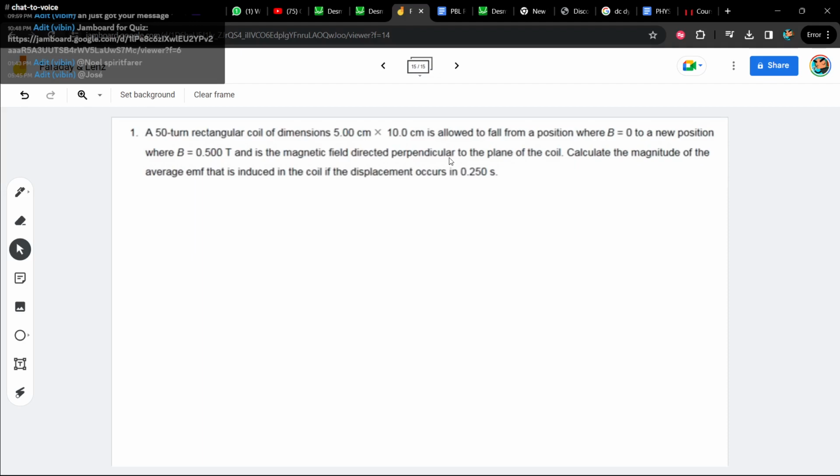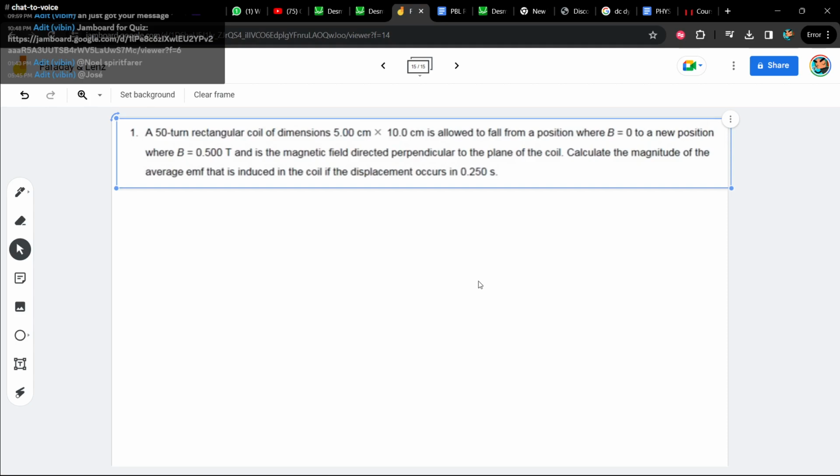Okay, I'm starting recording. A 50-turn rectangular coil of dimensions 5 by 10 cm is moved from a position where B is equal to 0 to a new position where B is equal to 0.5 tesla, and its magnetic field is directed perpendicular to the plane of the coil. Calculate the magnitude of the average EMF that is induced in the coil if the displacement occurs in 0.25 seconds.